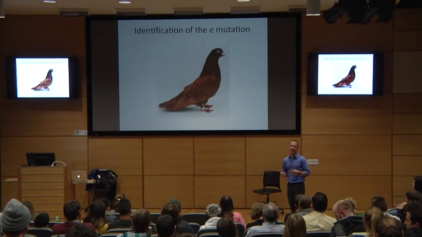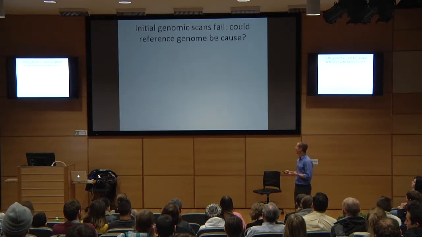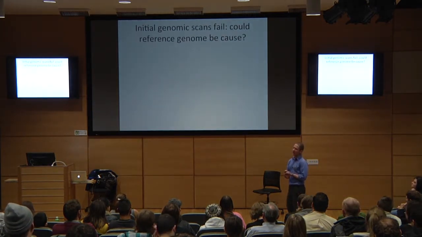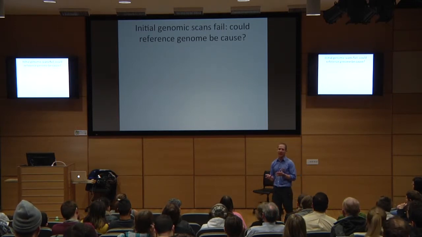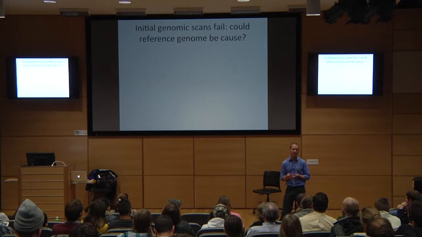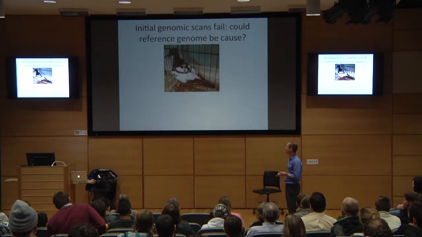So we next wanted to see what was going on at the next locus, the recessive red locus. And unfortunately, this time, our initial scans to try to identify regions of the genome responsible for this trait failed. And we started to wonder whether it could have to do with our point of reference.